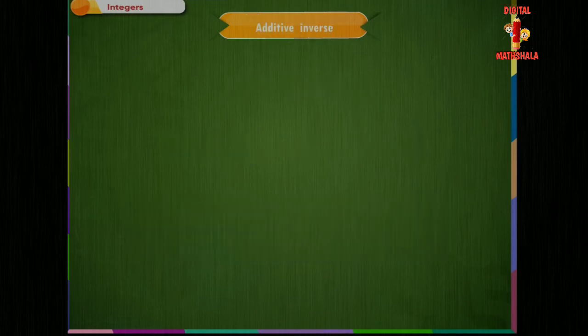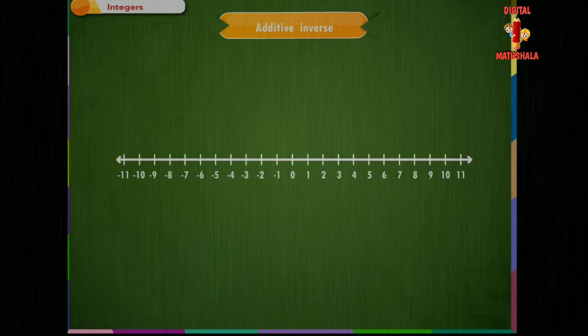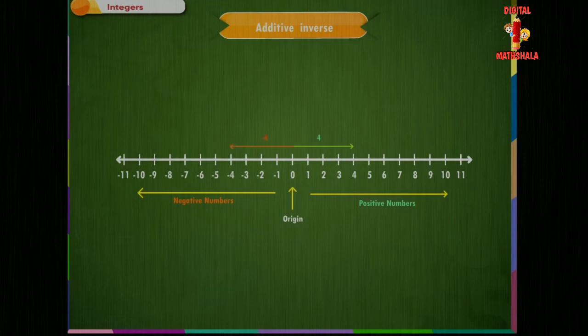Let us understand what is additive inverse. In an integer number line, we see that every negative integer has its positive value on the right of 0. Similarly, every positive integer has its negative value on the left of 0. For example, since 4 and minus 4 are at equal distances from 0, 4 is the opposite of minus 4. Same way, 3 and minus 3 are opposites. 9 and minus 9 are opposites. Now, let us see what happens when we add such opposites.